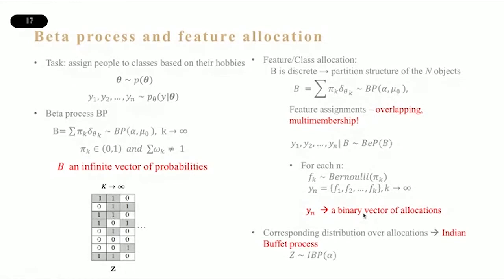Let's use some cartoon matrix here. What I depict here is a binary matrix. I have an infinite number of K classes, which are the columns here, the vertical, and I have a number of objects here, which are the rows.